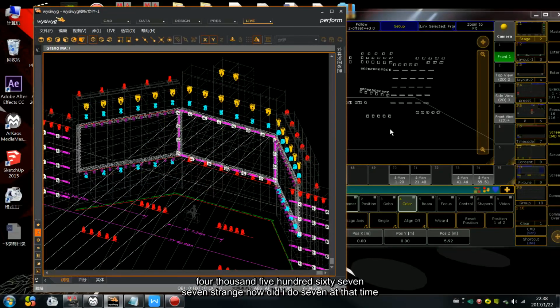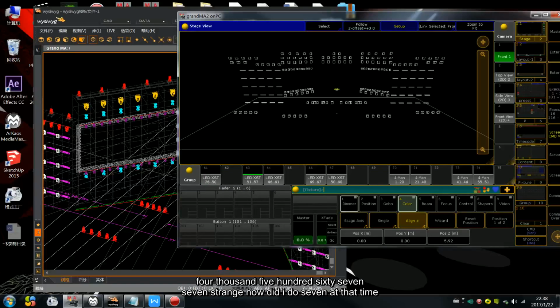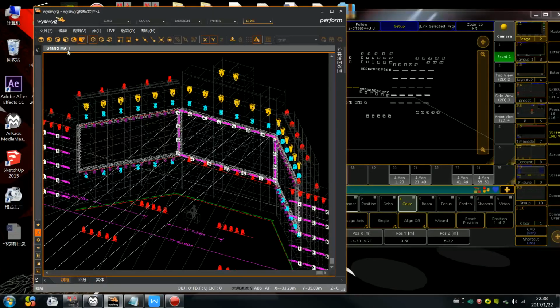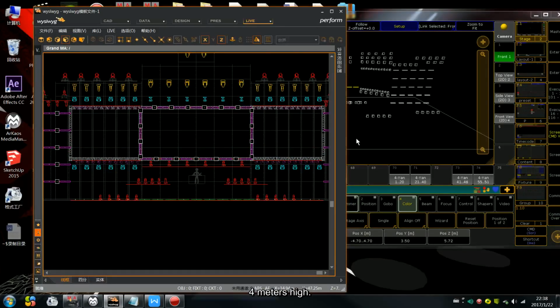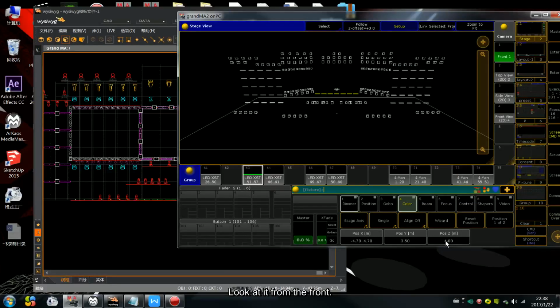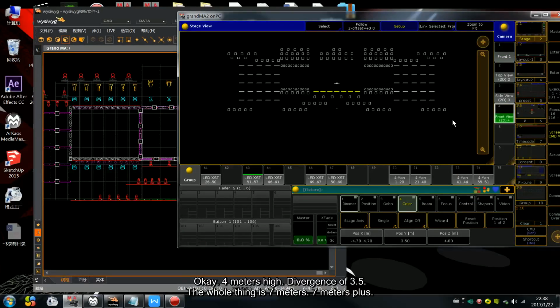1, 2, 3, 4, 5, 6, 7. Strange. How did I do 7 at that time? Words at this height, 4 meters. 4 meters high. Look at it from the front. 4 meters high. Okay. Divergence of 3.5. The whole thing is 7 meters, 7 meters plus.